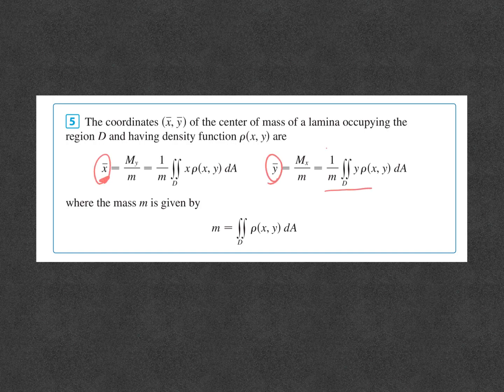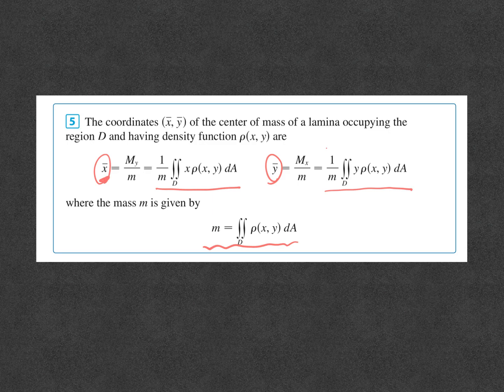We're going to do 1 over m times the double integral of x times the rho function, and y times the rho function. And remember that m is given by this formula here. So the first thing you want to do is find your m first, and then use that as a constant in the two formulas above when you're finding the x and y coordinates of the center of mass.